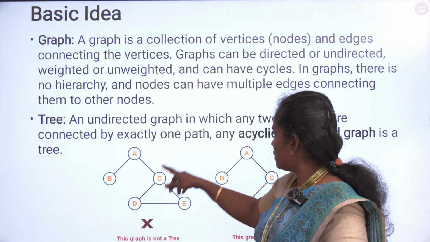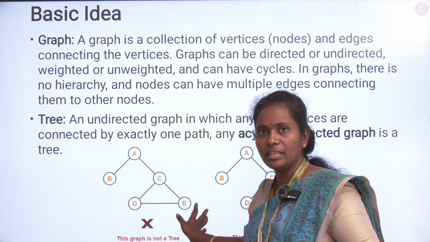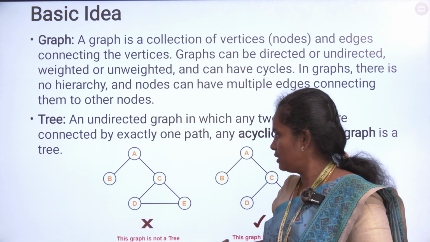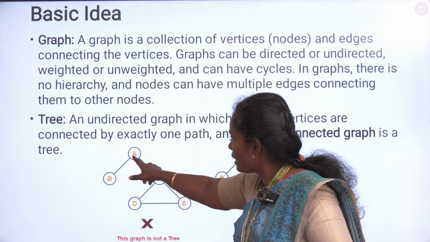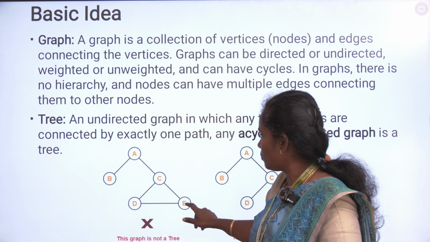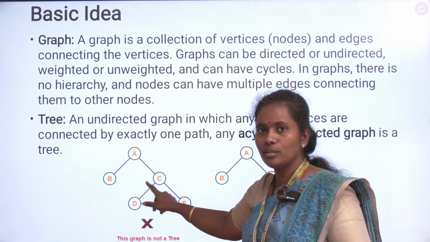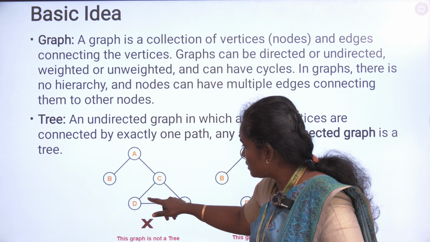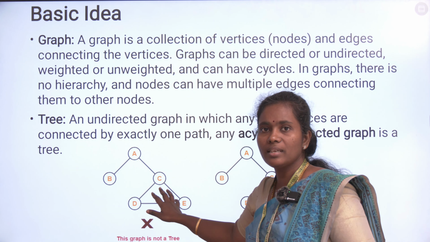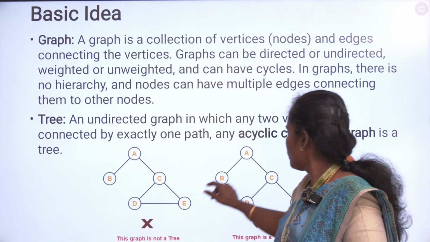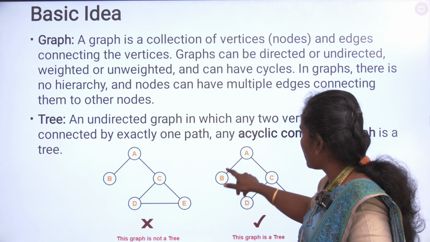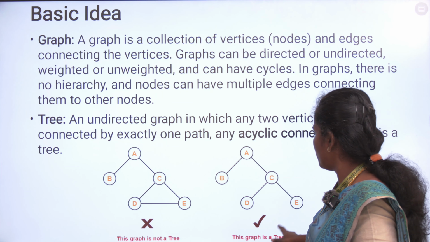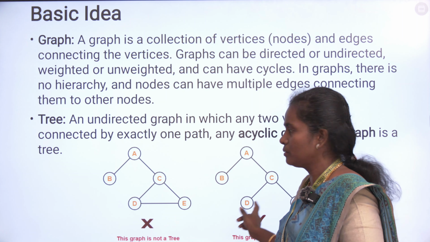See here, I have given an example for the tree and the graph. Every tree is a graph, but not every graph is a tree. See here, the nodes A, B, C, D, E are the vertices, or we can say nodes, which are connected with edges. While connecting these edges, it forms a cycle. So we can say this is a graph, but it is not a tree. Here, the vertices A, B, C, D, E are connected, but there is no cyclic formation. So we say this is a graph as well as a tree.